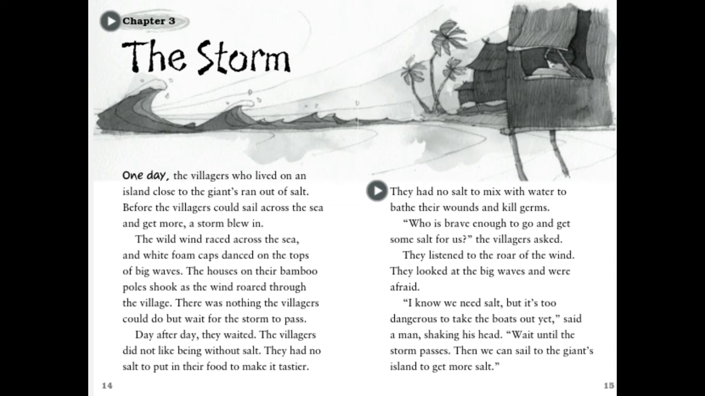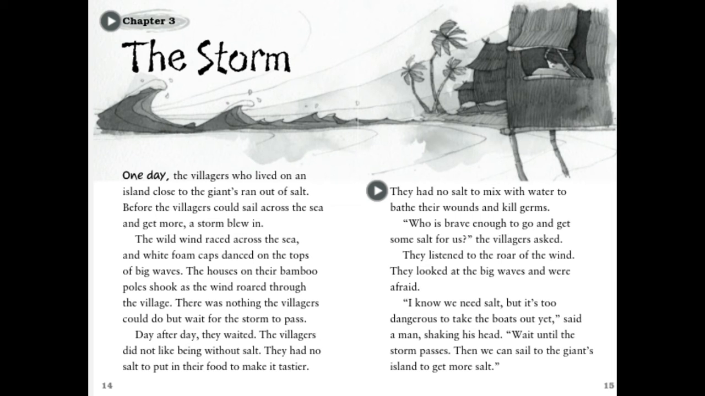The storm. Chapter 3. One day the villagers who lived on an island close to the giant ran out of salt. Before the villagers could sail across the sea and get more, a storm blew in. The wild wind raced across the sea, and white foam caps danced on the tops of big waves. The houses on their bamboo poles shook as the wind roared through the village. There was nothing the villagers could do but wait for the storm to pass.